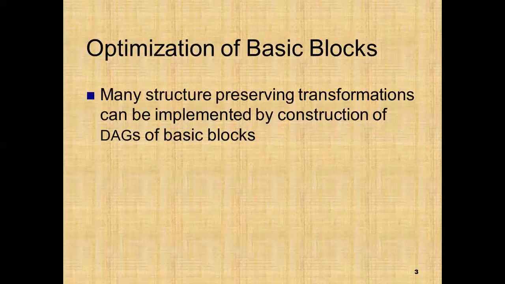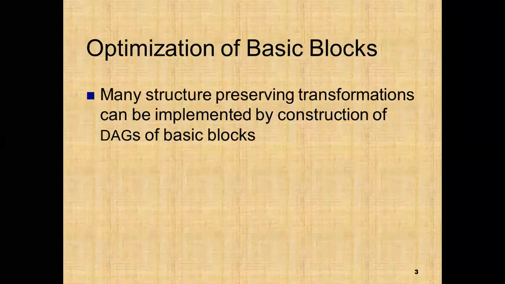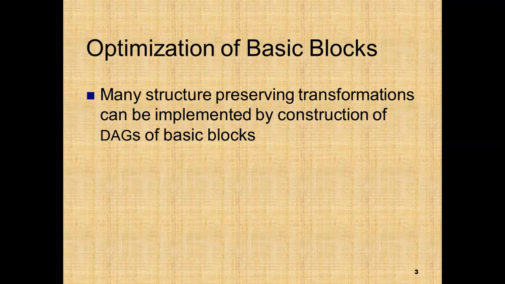Now, what is the optimization at basic blocks? We have already seen that a number of transformations can be implemented by construction of the DAG of basic blocks. So at each basic block level, we will design a DAG. DAG is the directed acyclic graph. It is a very compact form of syntax tree.